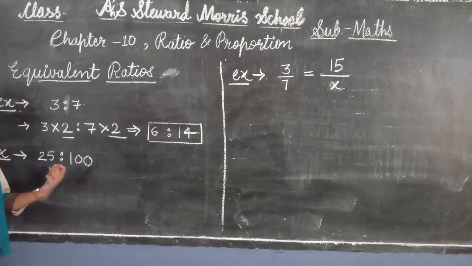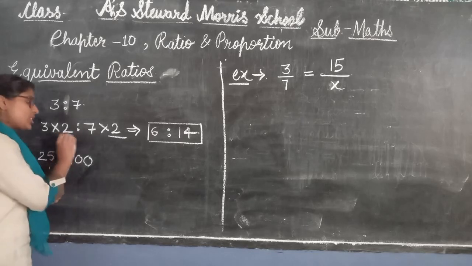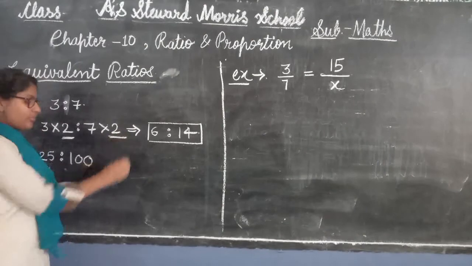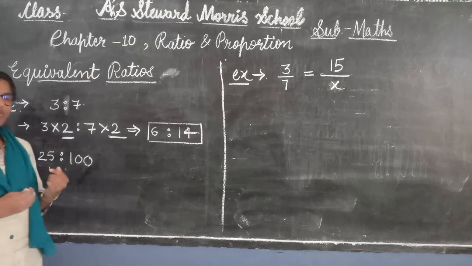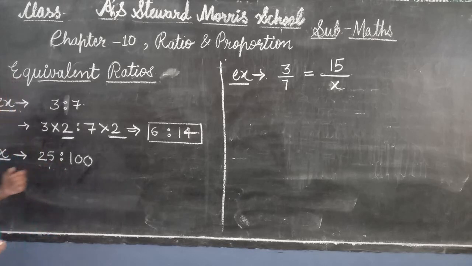25 is to 100. Just for finding the equivalent ratios, we are multiplying by the same number here. We can divide also. Yes. For finding the equivalent ratio, we can divide the two terms of the ratio by the same number. See here, 25 is the first term, 100 is the other term. You want to find the equivalent of this. How do you do it?